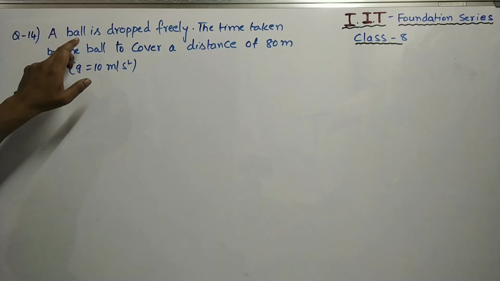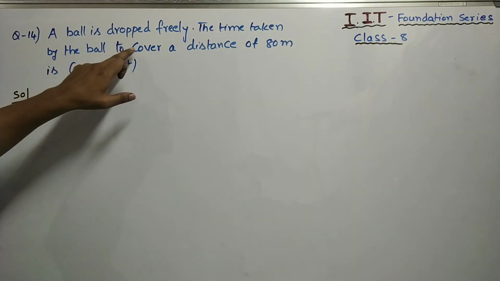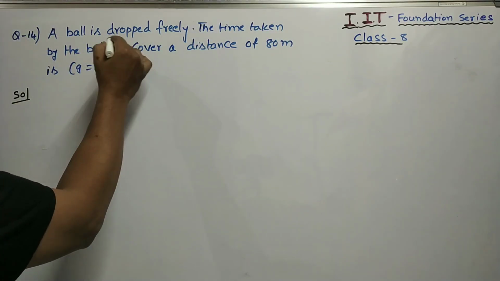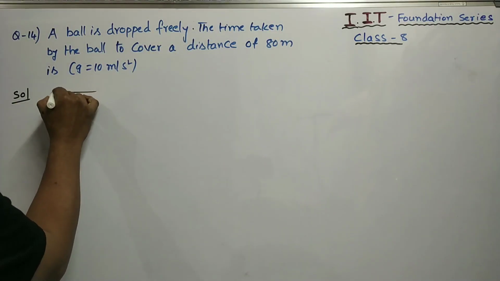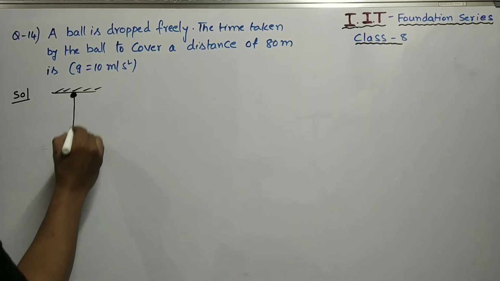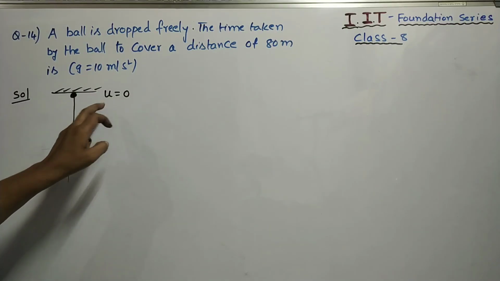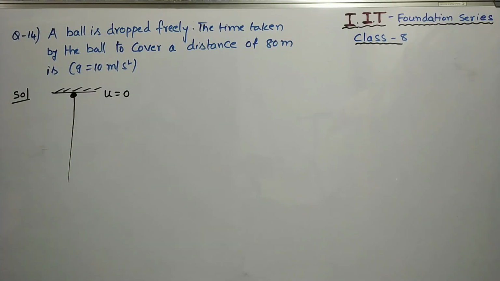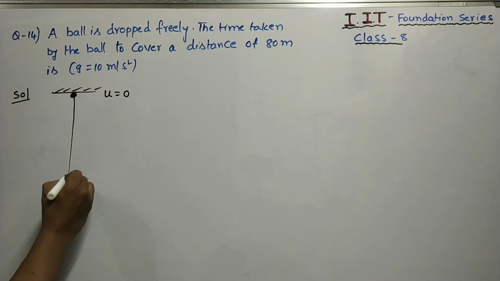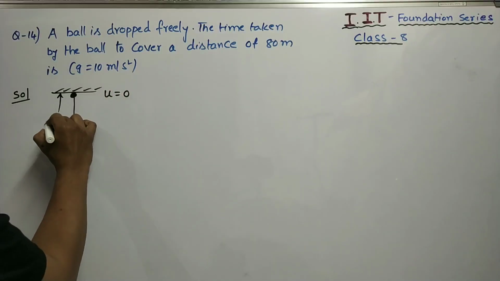14th question. A ball is dropped freely. The time taken by the ball to cover a distance of 80 meters is. Okay. A ball is dropped freely means the body is a freely falling body. Suppose this is a ball. Any freely falling body has initial velocity equal to 0. That means every body falls freely, its journey starts with 0 initial velocity. So it covers some distance. What is the distance it is supposed to cover in the given question? 80 meters.